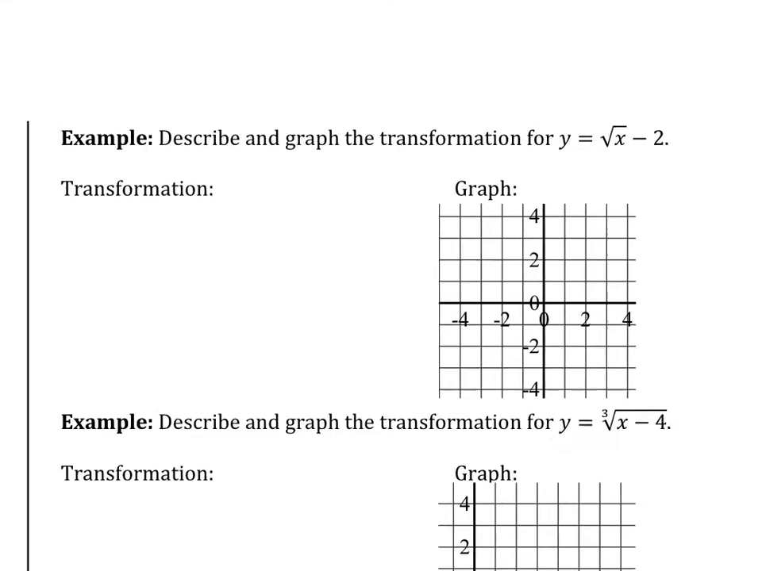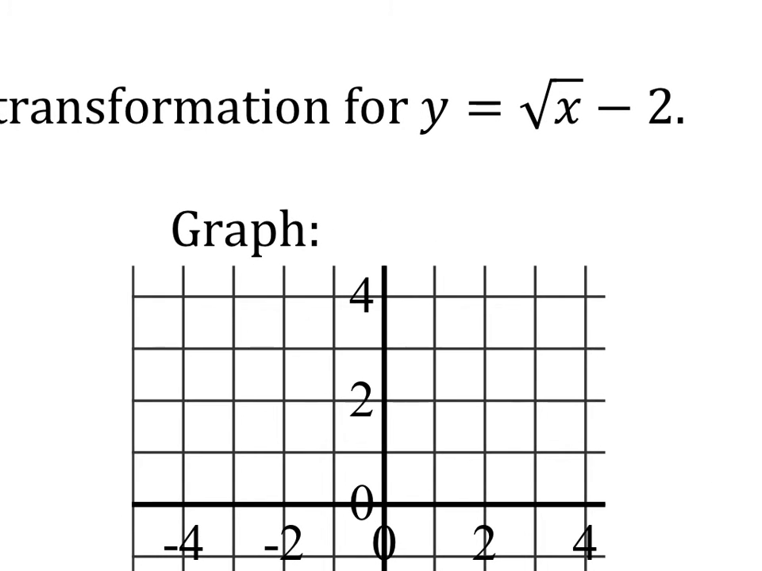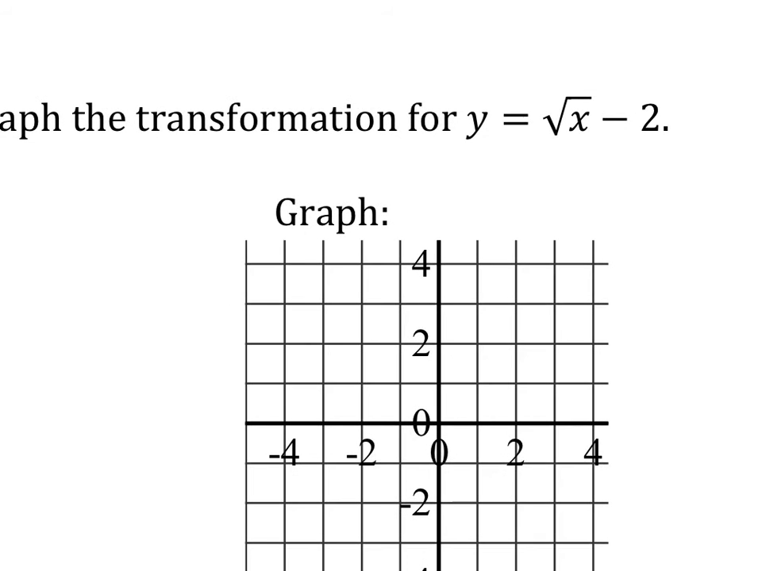All right, first one. Before you do any kind of transformation analysis, you want to always ask yourself, what is the parent function? Square root of x. Can you show me with your arm how square root x looks? Only one hand. Square root x only has one hand. So then what is the transformation? Down 2.